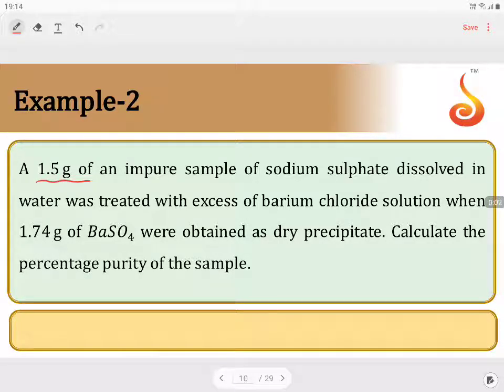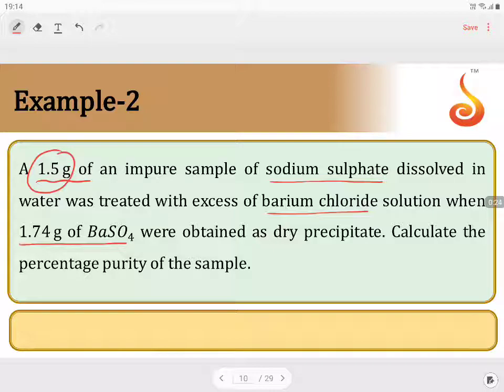1.5 grams of an impure sample of sodium sulfate dissolved in water is treated with excess of barium chloride solution, when 1.74 grams of barium sulfate were obtained as dry precipitate. Calculate the percentage purity of the sample. So in this particular one, we know this much amount of sodium sulfate is impure.